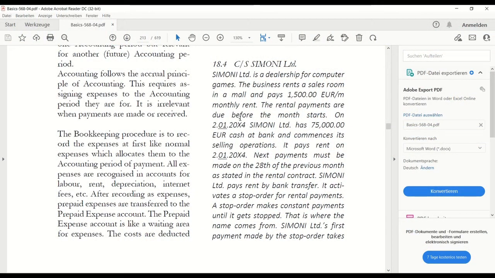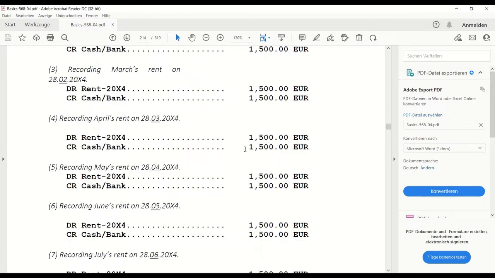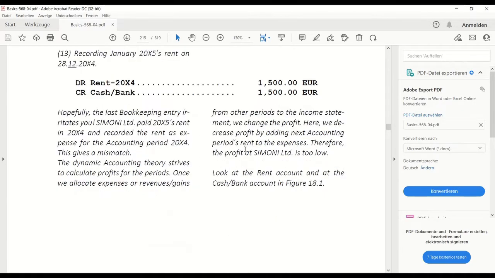The case is taken from chapter 18 of my textbook. In the case study SIMONI Limited, the company must pay rent 1 month in advance. At the beginning of the accounting period 2004, the company pays rent for January, and at the end of January they pay rent for the next coming February. For all the other months they pay in advance. So in total the company makes 13 payments for rent to the extent of 1,500 each.